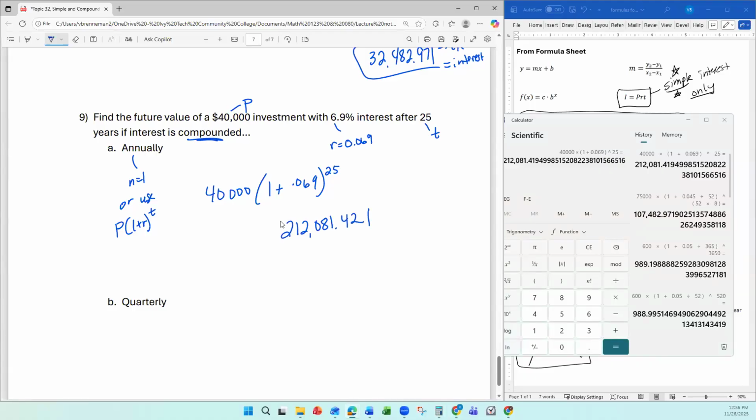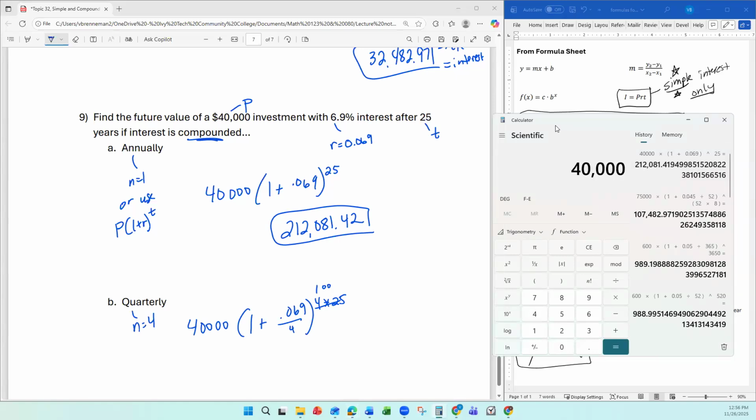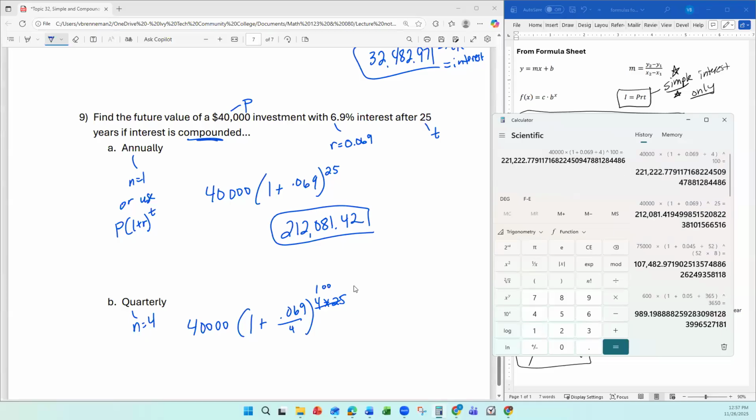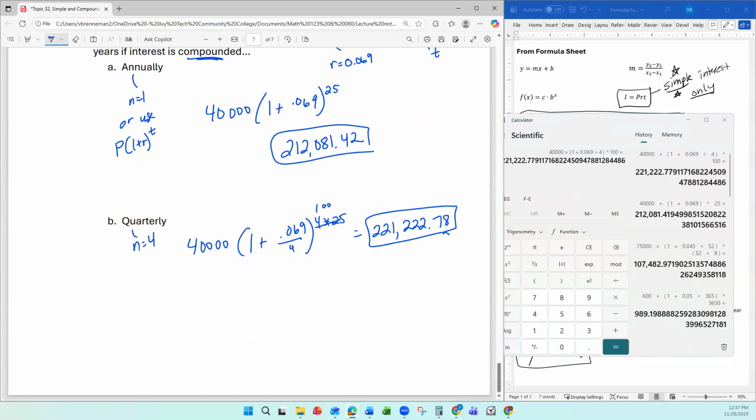81.42. Compounded quarterly, we're going to use n equals 4 then. So 40,000 times 1 plus 0.069 over 4 to the 4 times 25, which is 100. So I'll just use 100 there. 40,000 times parentheses 1 plus 0.069 divided by 4 and parentheses to the 100 power is 221,222 and 78 cents. That's compound interest calculations.